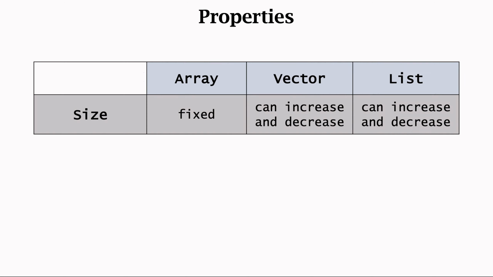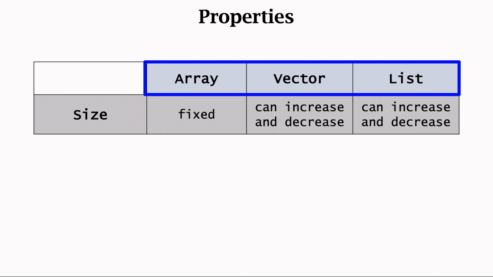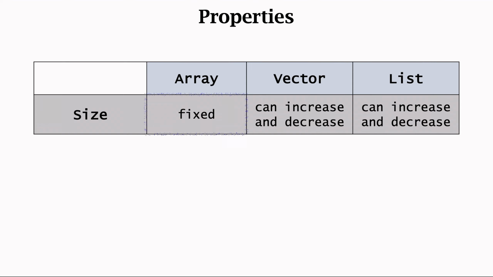Let me summarize this lecture. We have learned three kinds of data structures: array, vector, and list. Here, I compare the three data structures. Array has a fixed size. We can either specify the size when writing the code, or dynamically allocate memory when the program is running. In either way, once the memory is allocated, the size of the array cannot be changed. We cannot append new elements to the end of the array.